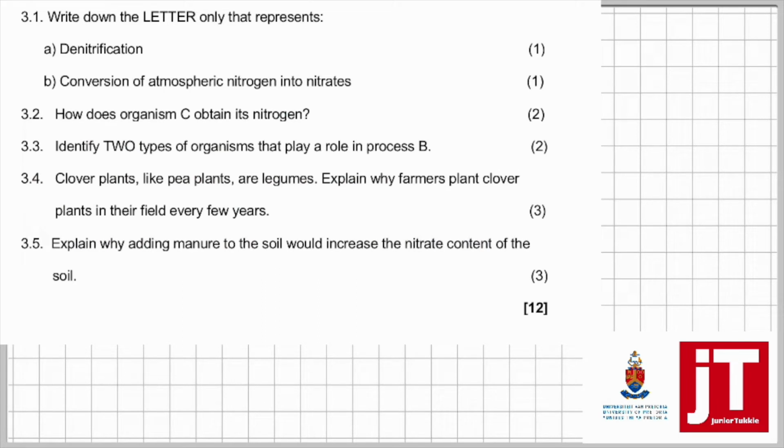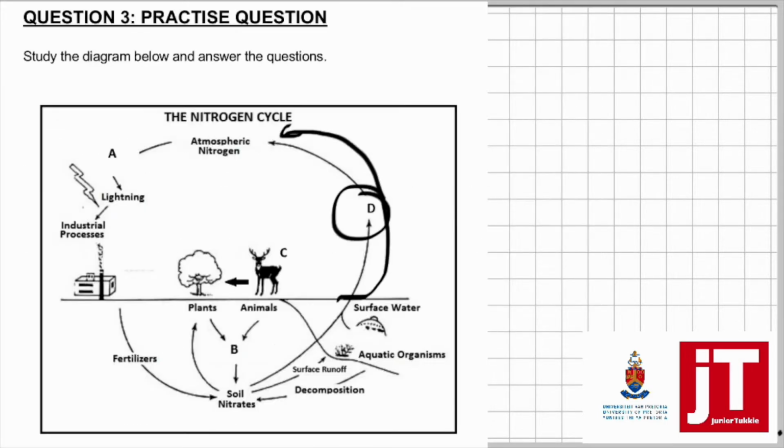The next question, 3.1b. Write down the letter only that represents the conversion of atmospheric nitrogen into nitrates. So if you go back and we look at atmospheric nitrogen into nitrates, we can see here that there's one process and it's lightning, and that process is process A, because you learned from your work that that is how nitrogen is converted into nitrates as well, another process.